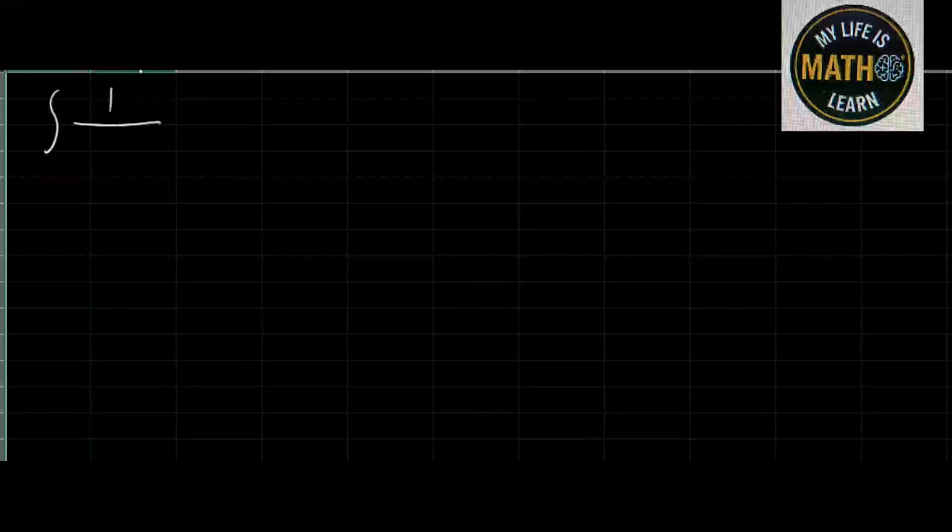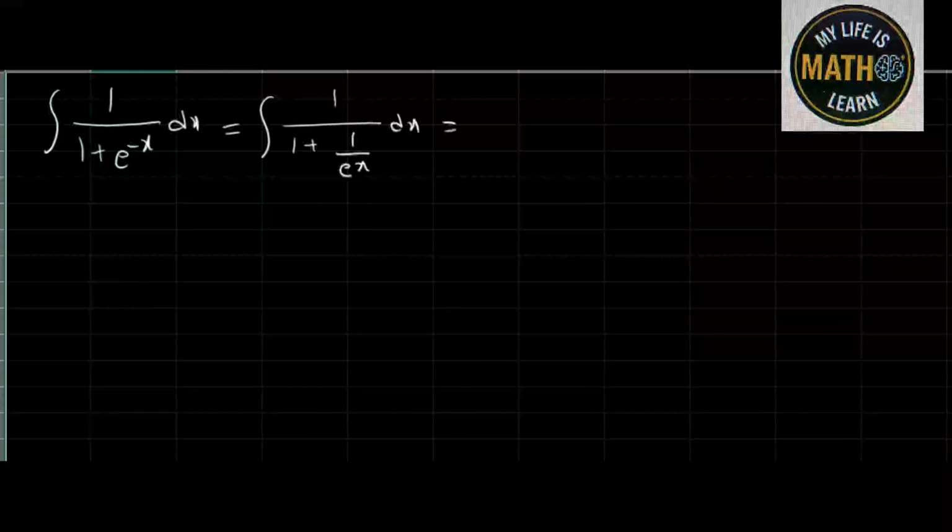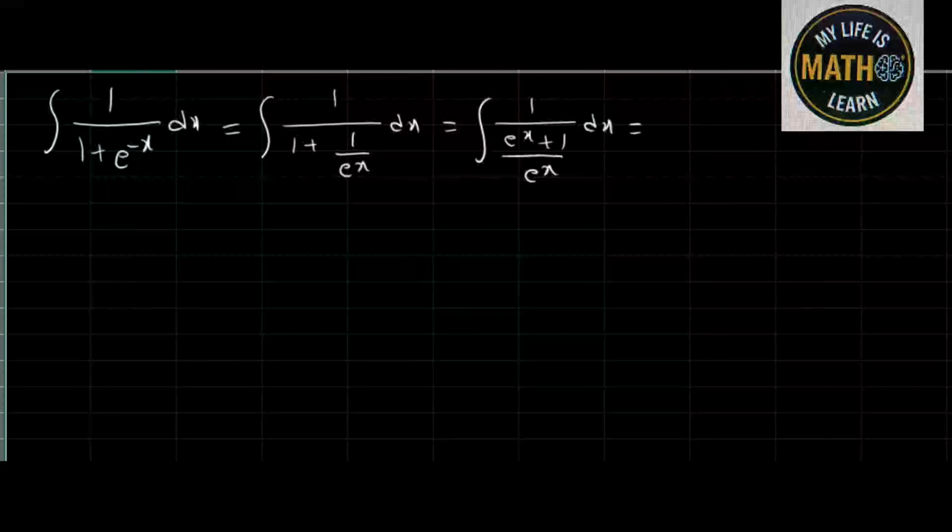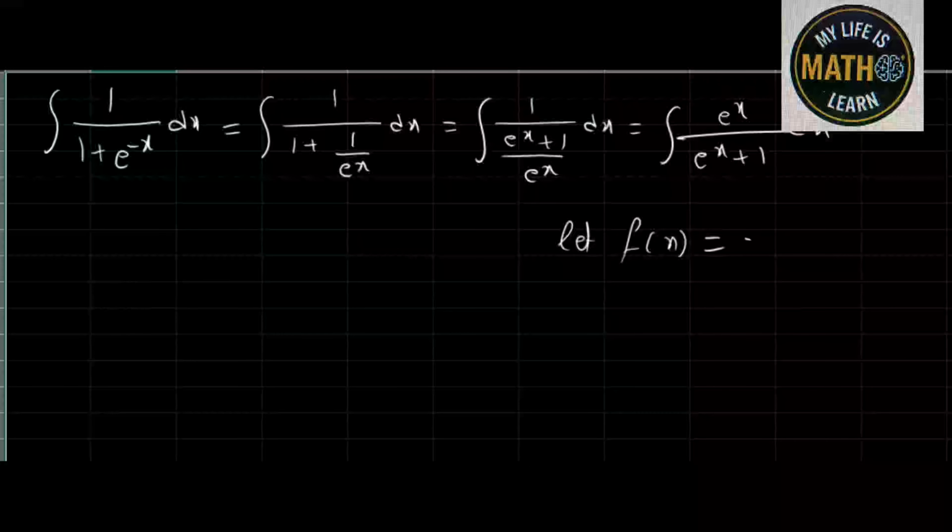Integral of 1 by e power x plus e power minus x dx. Change the e power minus x to 1 by e power x. So the integral of 1 by 1 plus 1 by e power x dx is equal to, taking the LCM, integral of 1 by (e power x plus 1) by e power x. e power x will come to the numerator. Integral of e power x by e power x plus 1 dx.